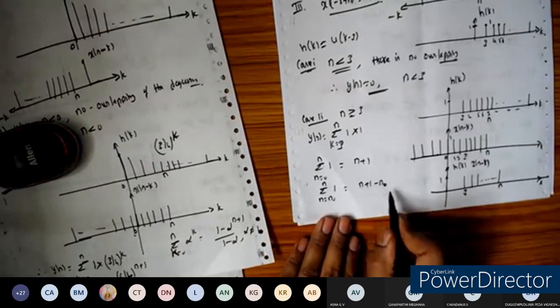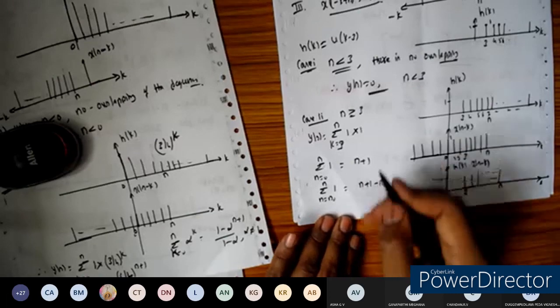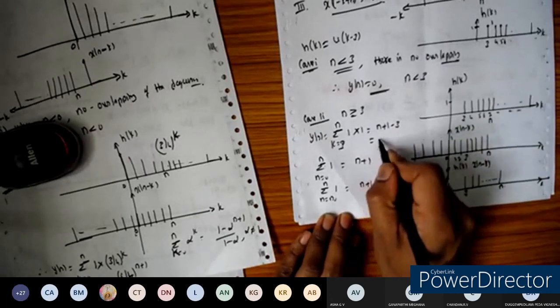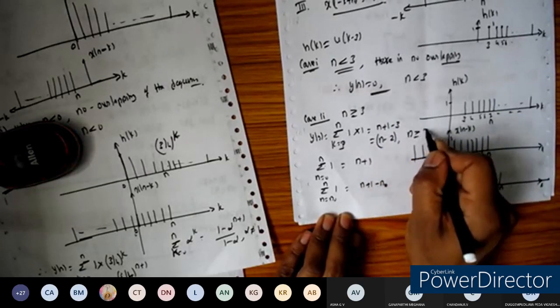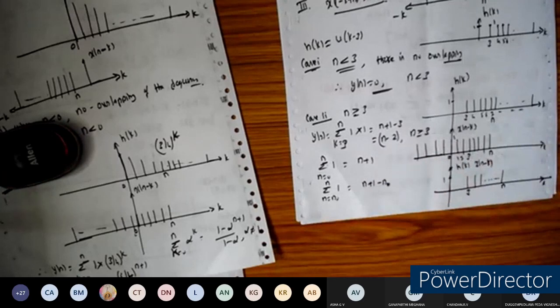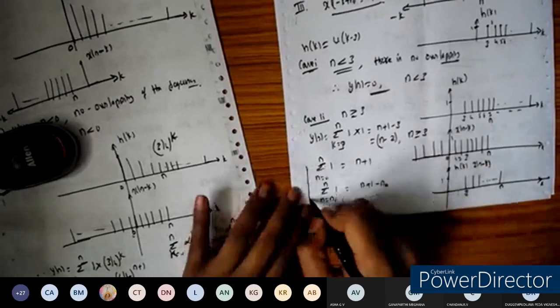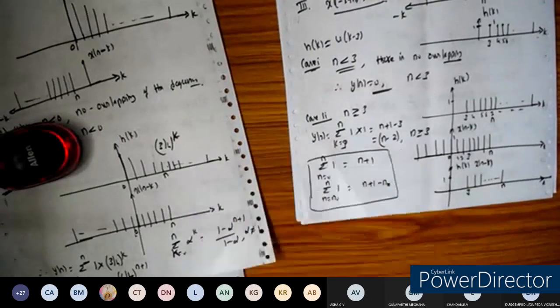Correct, right? Correct, Alva. N plus 1 minus n0 will get here. So this is the limit. So it is n plus 1 minus 3, so this value will become n minus 2 here, for the case n is greater than or equal to 3. Done. So these are a set of formulas we have just given in the class.